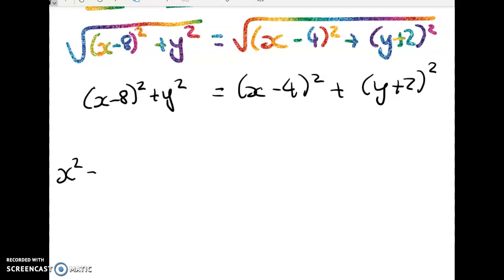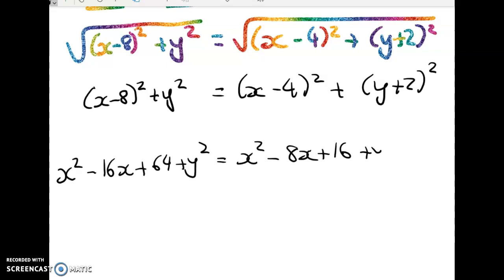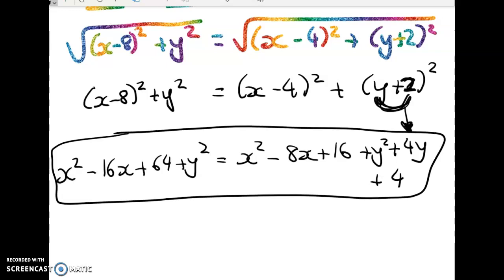simplify. So we get x squared minus 16x plus 64 and so on. Right, it's worth checking that back quickly to make sure you haven't mucked up. Now the place that I often make a mistake is that in here, instead of writing plus 4y, my brain will sometimes write plus 4x. So just take 10 seconds to check that you haven't made any little expansion errors, and then we can start to clean up.